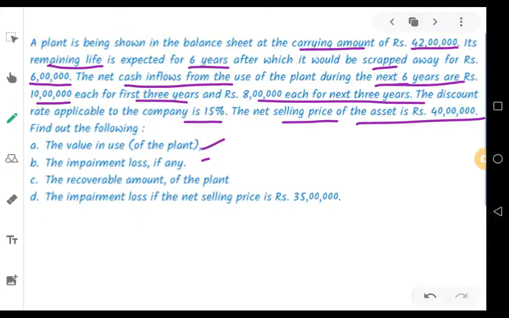Number 3, the recoverable amount of the plant. Without recoverable amount it is impossible to calculate impairment loss. So we will calculate that also.